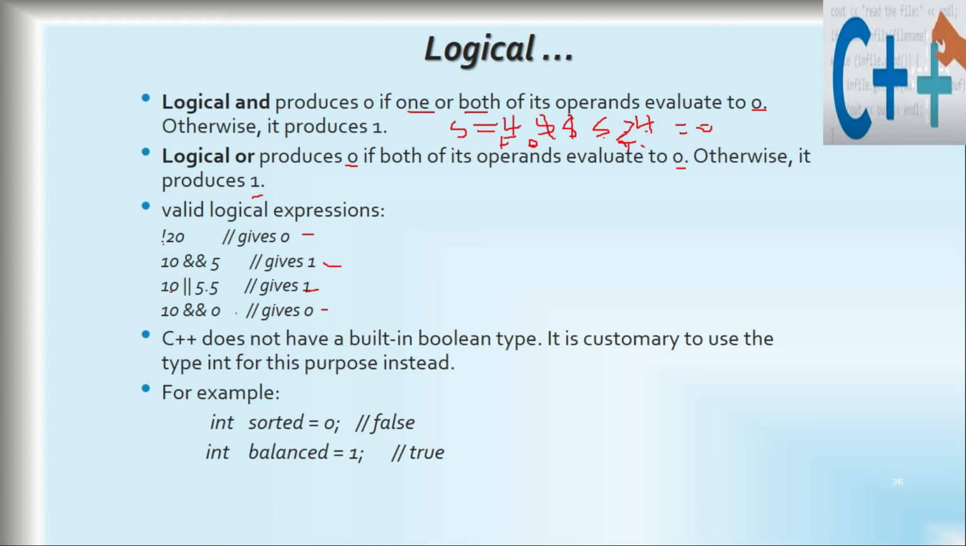C++ does not have a built-in boolean type. It is customary to use type int for this purpose instead. For example, int sorted equal to 0 means do not sort the values of the array or list of records. Int balanced equal to 1 means keep the given values balanced.